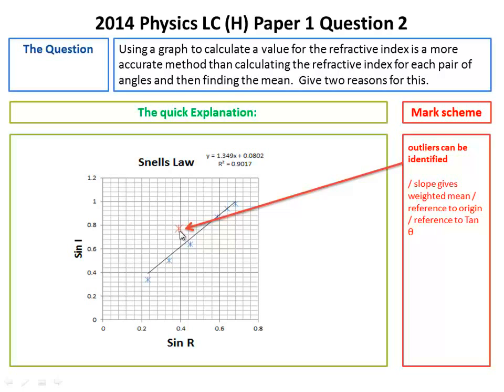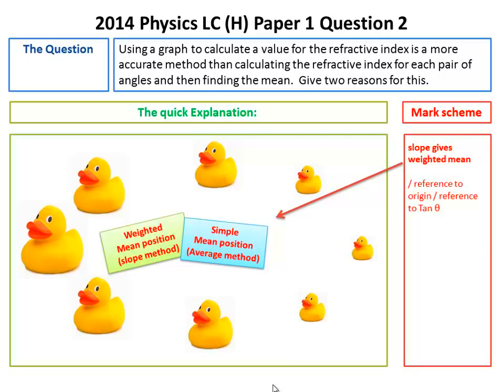Whereas if you have a table of data, our table was small, but imagine a table had 1,000 numbers in it. You would not see what number in the table was the odd one out. Put it on a graph and it's clear as daylight. And the second one is that a slope gives you not just a simple mean, it gives you a weighted mean, which is much more accurate.